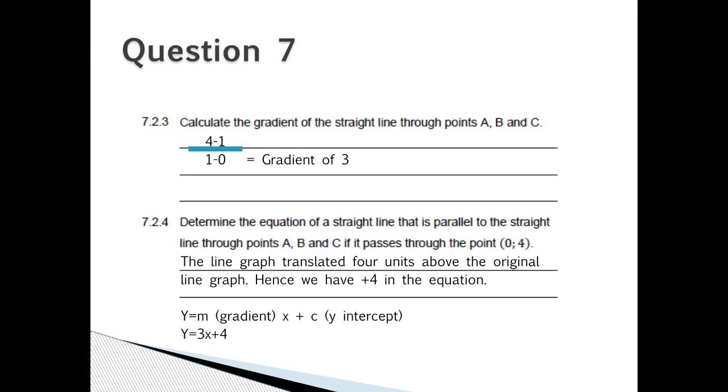If you want to work out the equation of a straight line that is parallel to the straight line, the line graph translates 4 units above the original line graph. Hence, we have plus 4 in the equation. y is equal to mx plus c, where m is the gradient and c is the y-intercept. So your answer will be y is equal to 3x plus 4, where 4 is the y-intercept.